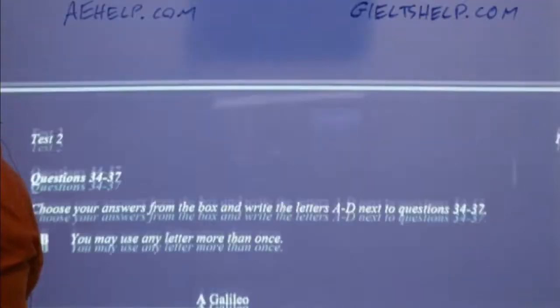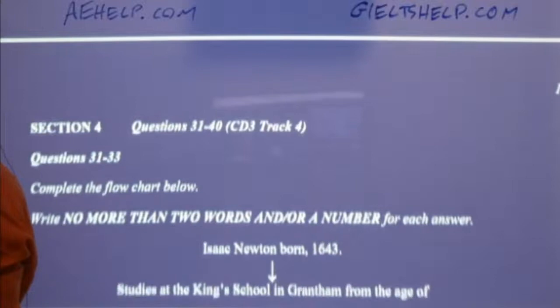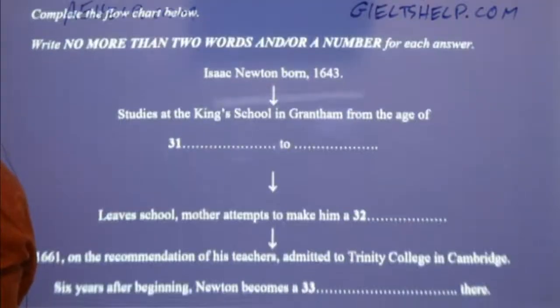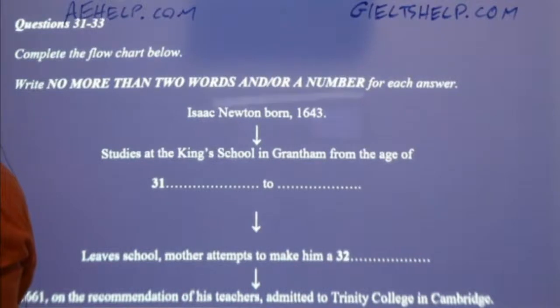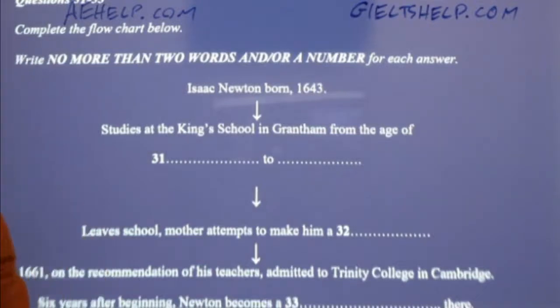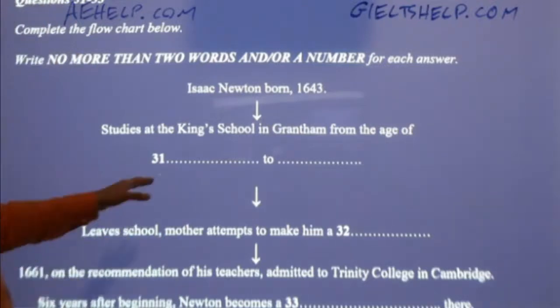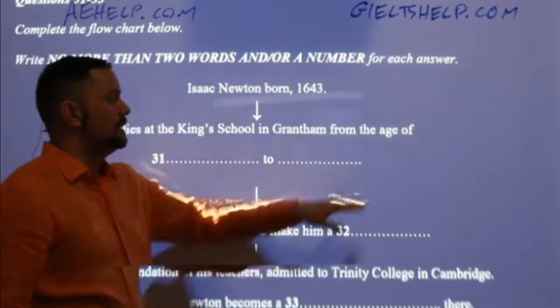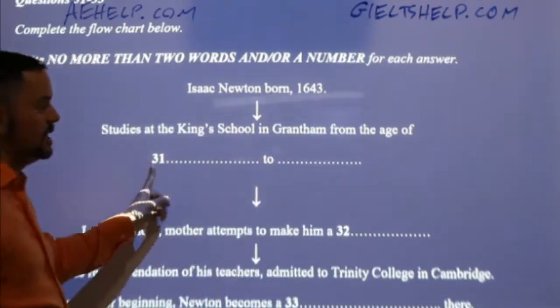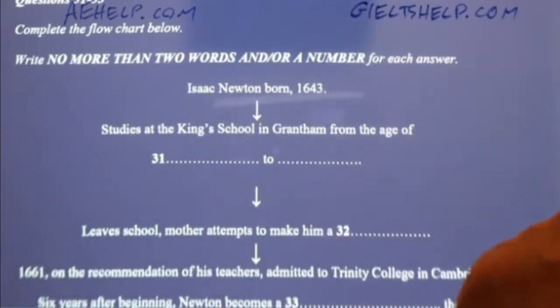Okay, students, the amazing life of Sir Isaac Newton, a British fellow who was knighted, of course, for his achievements and contributions to humanity. Isaac Newton was born in 1643, and the flow chart will tell the rest of his tale. Let's go one at a time. So, studies at King's School in Grantham from the age of what to what? Now, this is one question. Pay attention, students. It's just question number 31, so you have to put the two numbers into the space.